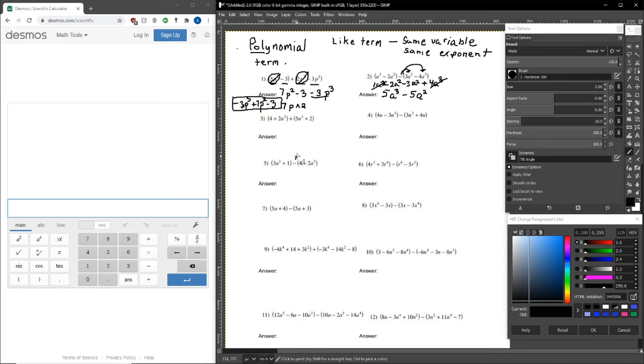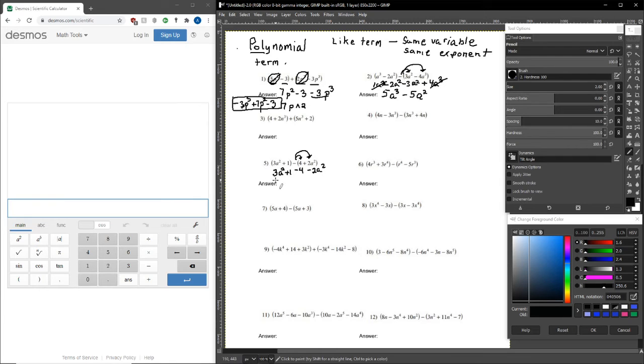So I'm going to draw the arrows going from the minus to the 4, from the minus to the 2a squared. And then I'm going to rewrite them with their new signs. So that's really a negative 4, and that's really a negative 2a to the second power. Then let's bring down the first parenthesis, which doesn't change. It's only the parenthesis after the minus sign that has to change. So I'm just bringing it down as it is, 3a squared plus 1.